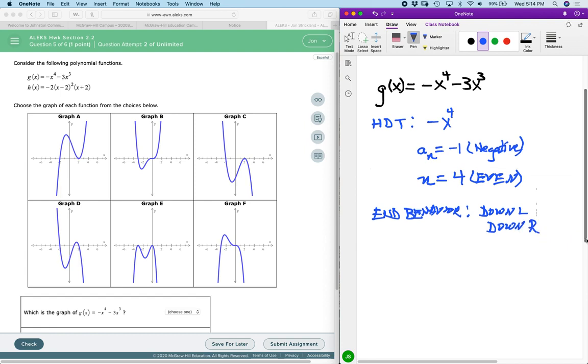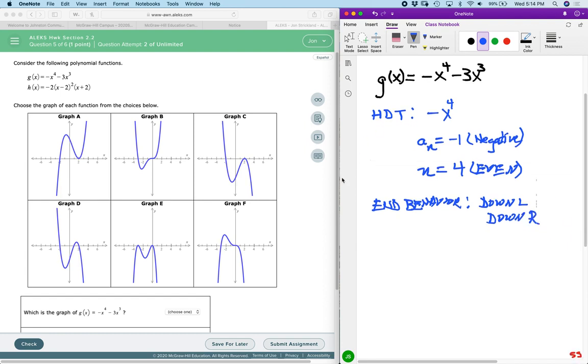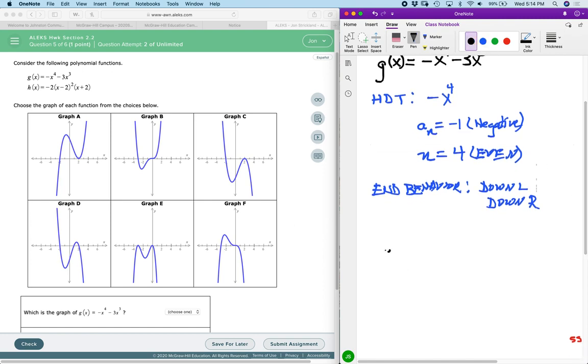So right now, for the graph that goes down to the left and down to the right, it's not going to be A, B, C, or D, but we still have possibly graphs E and F. So it's going to come down to either E or F. And so once again, we have g of x equal to -x to the 4th minus 3x cubed.